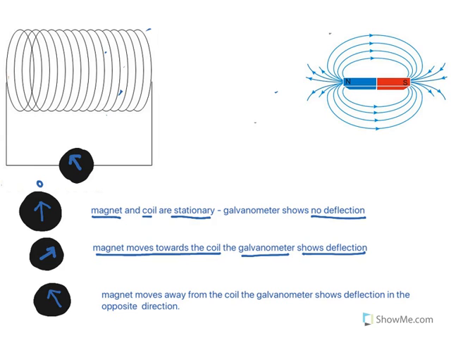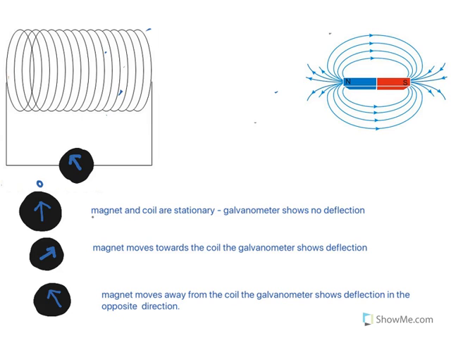It is to be noted that the galvanometer shows deflection only when the magnet is in motion. The minute the magnet is stationary, the galvanometer comes back to its net zero position.